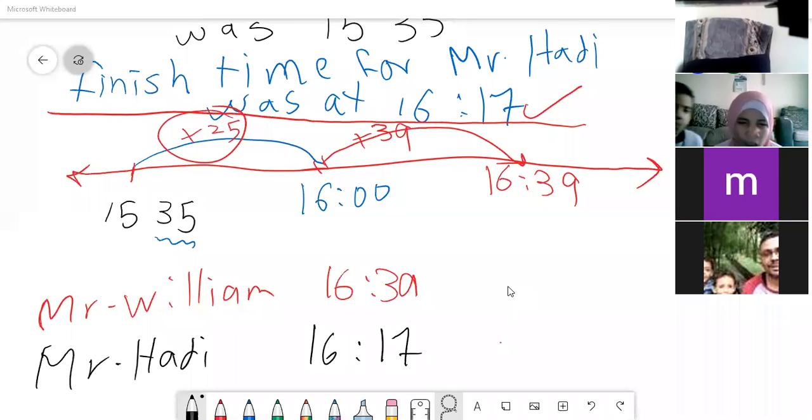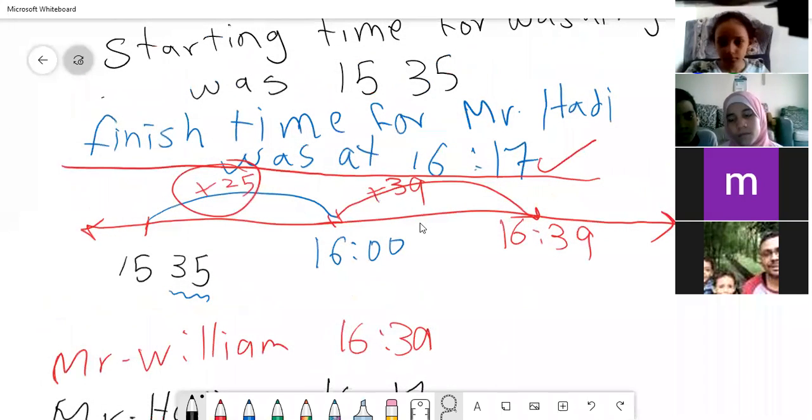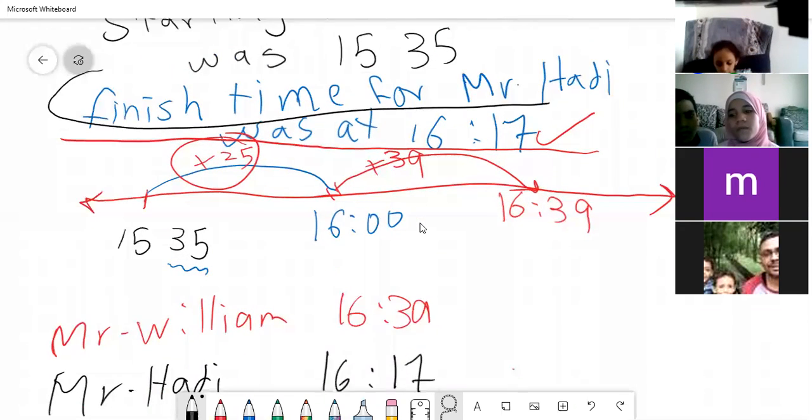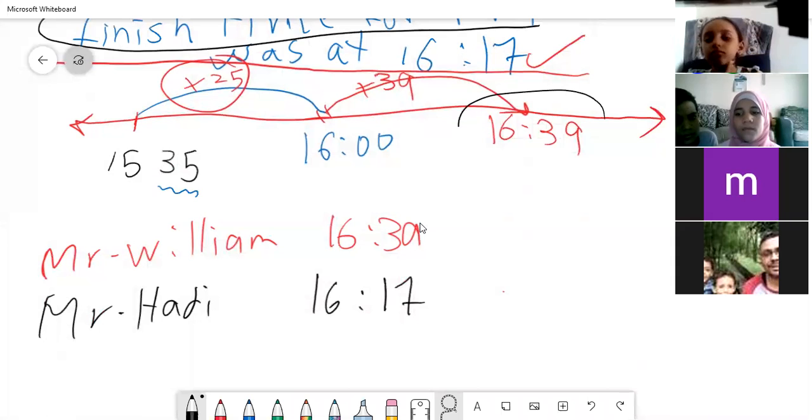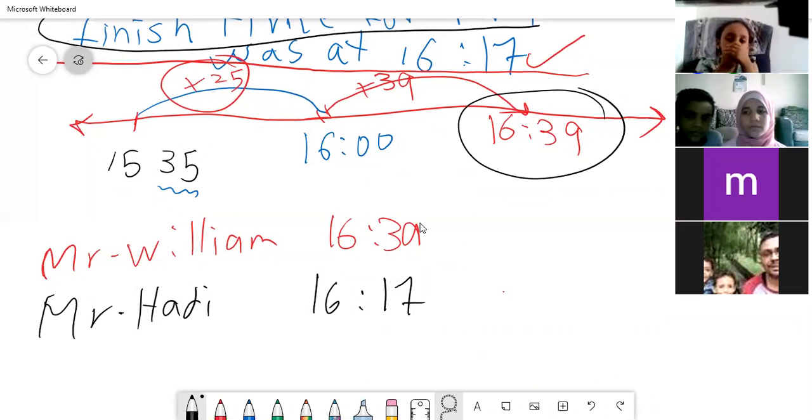So let me say something. I'm finding the answer in a different way, like what is in the book. We are given the finish time of Mr. Hadi, but we were not given the finish time of Mr. William. So from the timeline, I found the end time of Mr. William. Is that clear? I did it in another way.